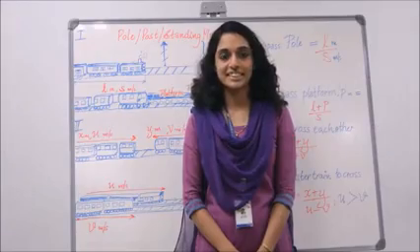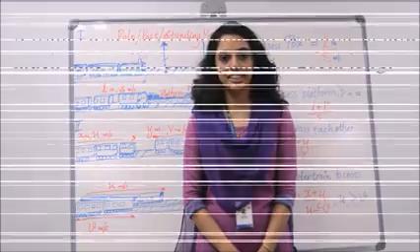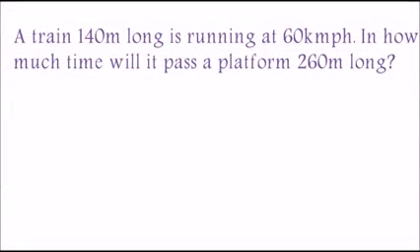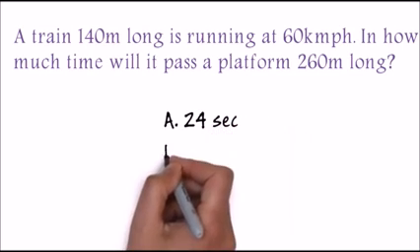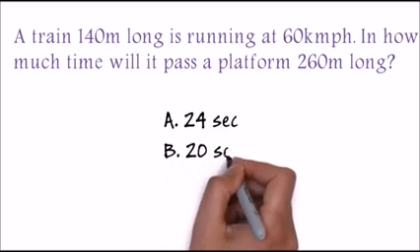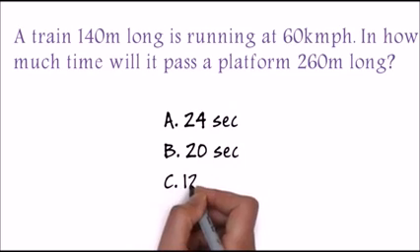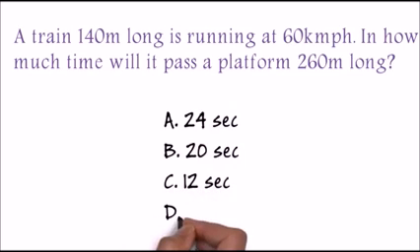Now let's discuss some problems related to trains. Now let's see the question. A train 140 meter long is running at 60 km per hour. In how much time will it pass a platform 260 meter long? Options are option A 24 seconds, option B 20 seconds, option C 12 seconds, and option D 18 seconds.